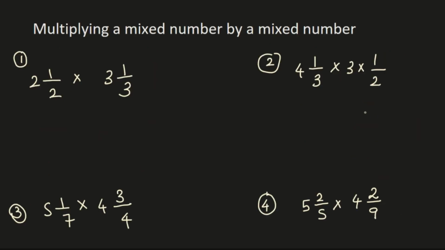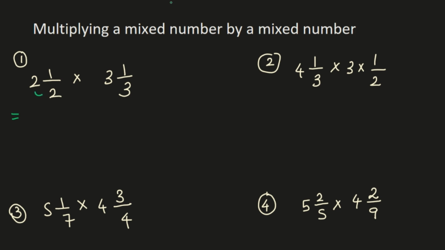Okay guys, here I have come up with the final section, which is multiplying a mixed number by a mixed number. Here I have given some examples, and let's do the calculations one by one. What's the first thing? 2 and 1 upon 2 into 3 and 1 upon 3. So first let's make them into improper fractions.